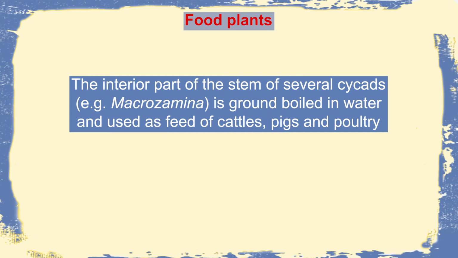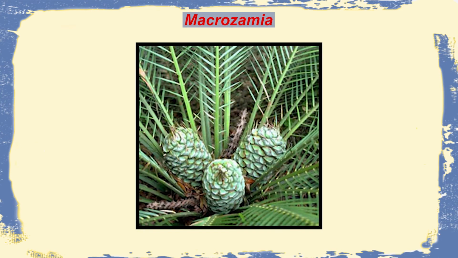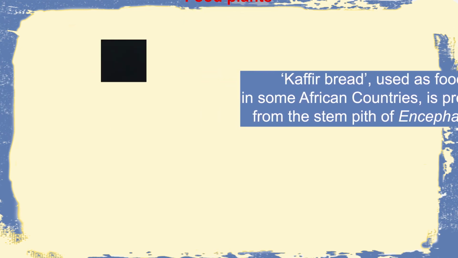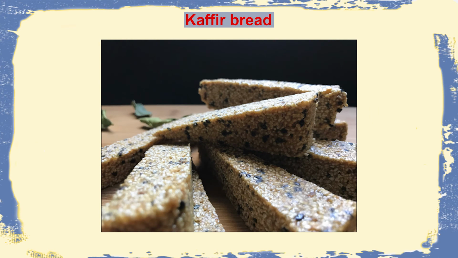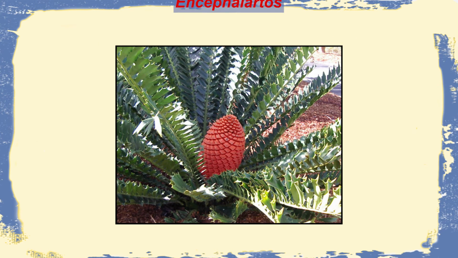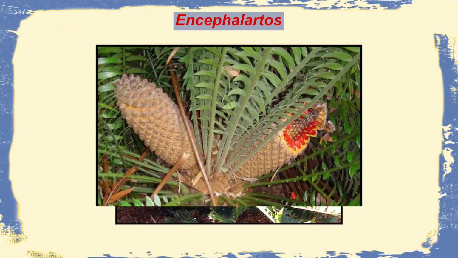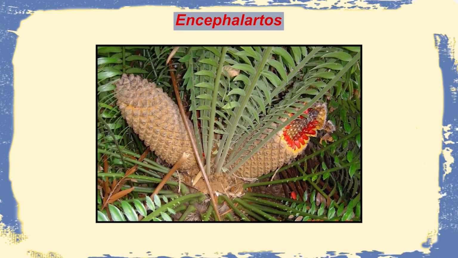The interior part of the stem of several cycads like Macrozamia is ground, boiled in water and used as a cattle feed or feed for poultry birds. Kaffir bread, which is used as a food in some African countries, is prepared from the stem pith, that is the central parenchymatous zone of a cycad plant called Encephalartos. So, we can see that Cycas is very important as a food plant, where different parts of the plant are used as food.